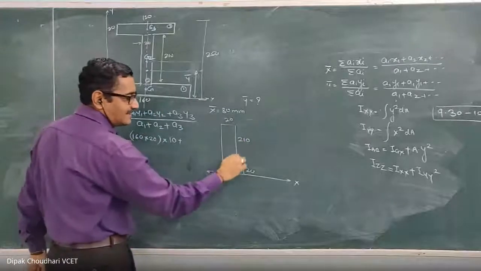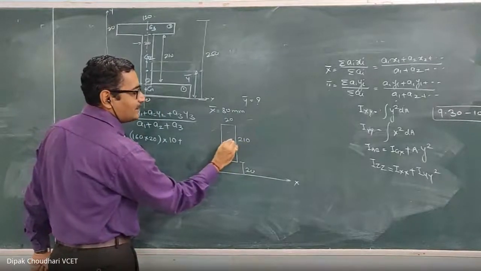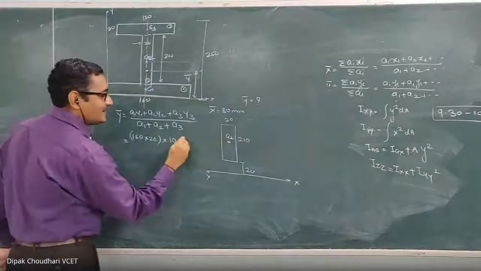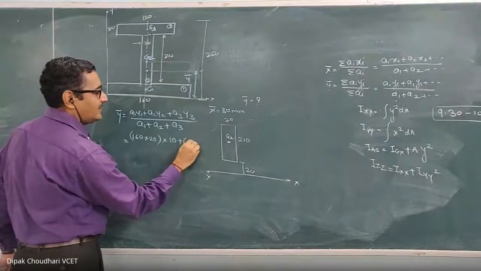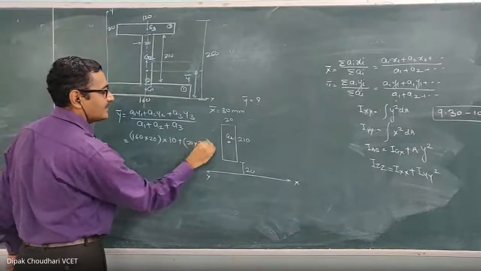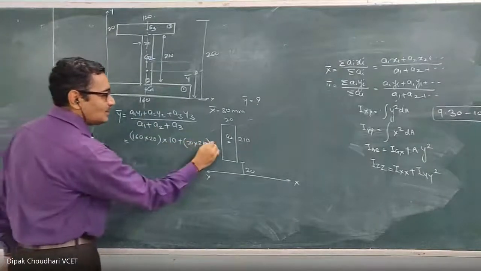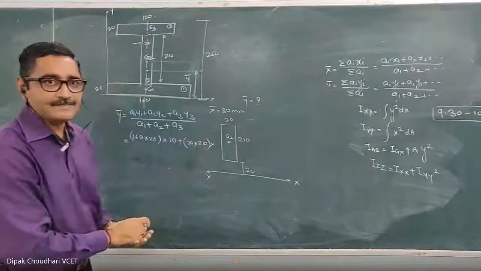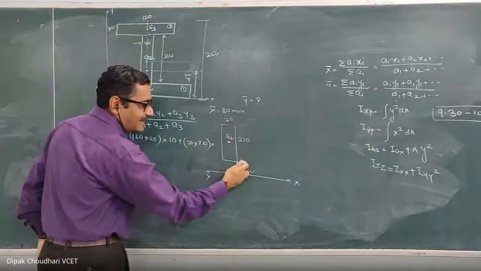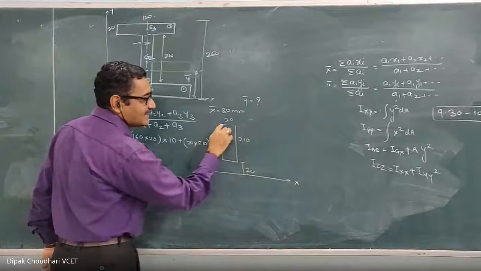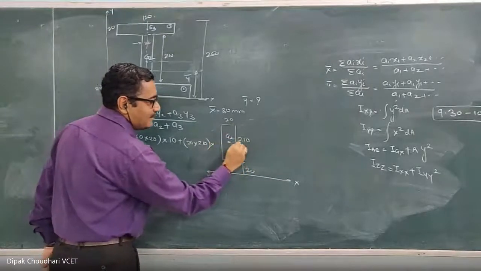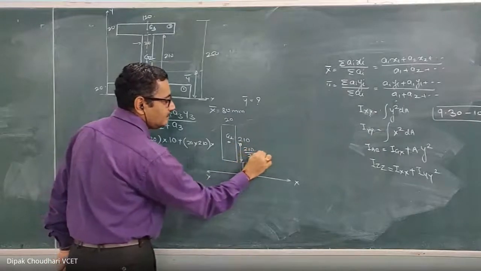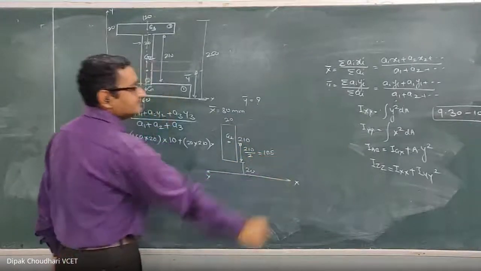Okay, now we know that the centroid of the second rectangle lies at its midpoint, which we have denoted as G2. Now the area of this rectangle is 20 into 210. It is A2 into Y2. Y2 is the vertical distance of the centroid from the x-axis. Here this rectangle's height is 210, and we know that the centroid of a rectangle lies at its midpoint, means this distance becomes 210 by 2, which is equal to 105.